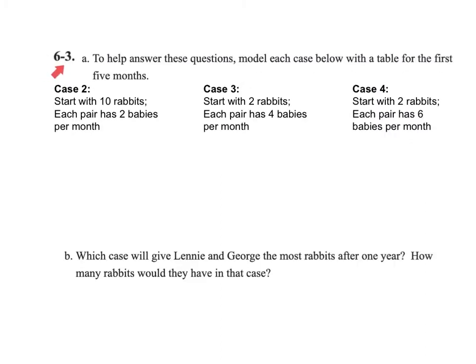Okay, so in 6.3, I'm calling these case 2, 3, and 4 because case 1 was our 6.1 from yesterday, where they started with 2 rabbits, and each pair of rabbits had 2 babies. So in 6.3 it says this: to help answer these questions, model each case below with a table for the first 5 months. So in each of these 3 cases, case 2, case 3, and case 4, I want you to make a table that represents 5 months. So take a second, see if you can build those tables, and then we'll take a look at it in just a second. This would be a great time to pause the video and try to build a table for the first 5 months for each of these 3 cases.